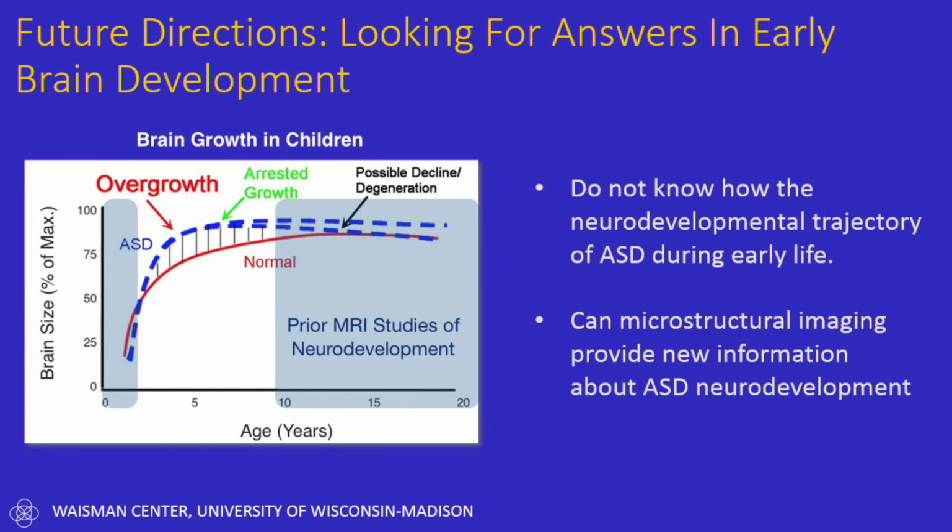And really, there's very little previous research looking at this critical time period in individuals with autism, more or less because it's difficult to diagnose individuals at an early age. But by following children and watching how they grow, we may be able to begin to understand the neurodevelopmental trajectory of ASD early in life. And then can we use some of these new and emerging techniques for microstructural imaging to provide that kind of new information that we would really like to know.